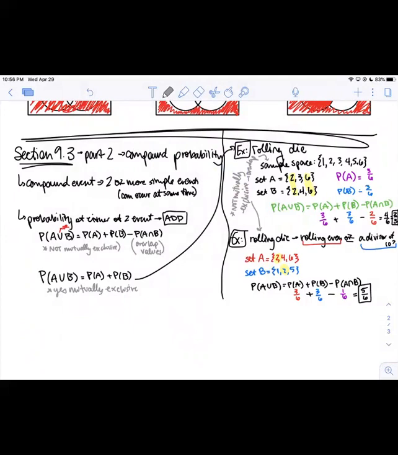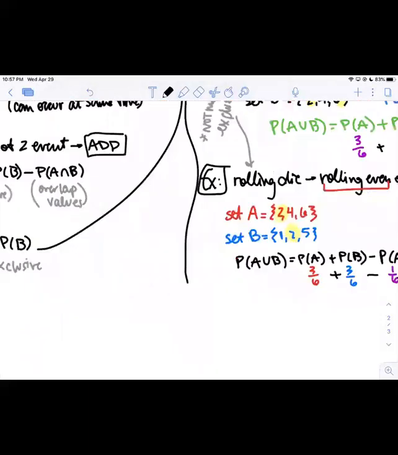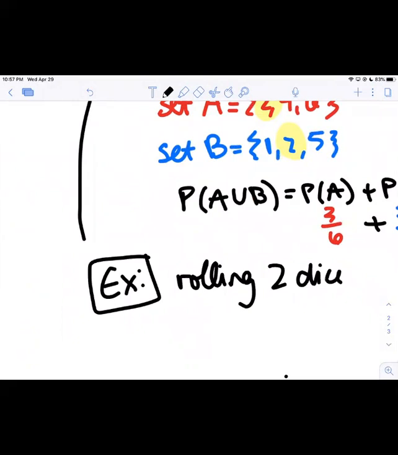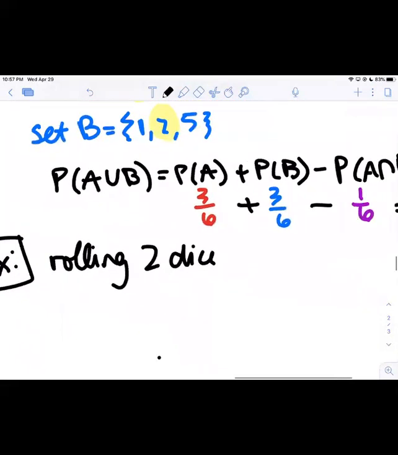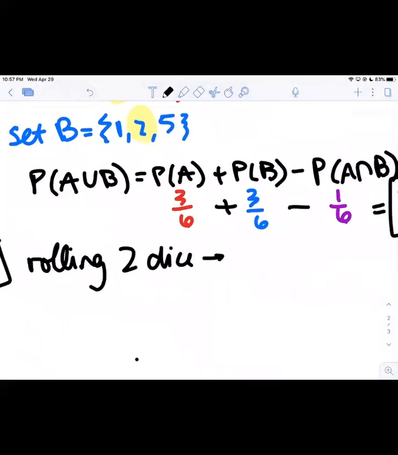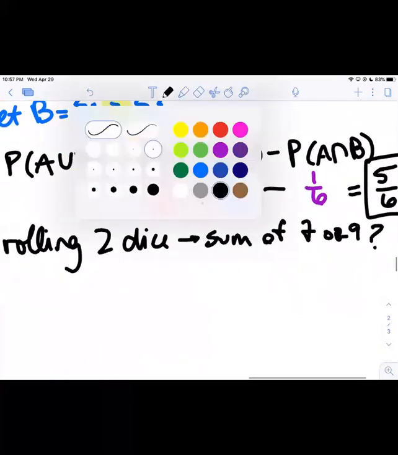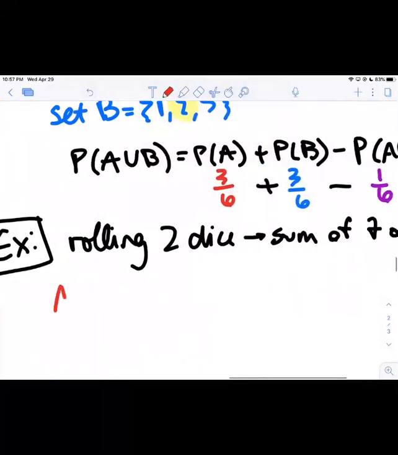Okay. All right, and then one more example of these before we do a couple more things. Here we go, an example of, let's say this time we're rolling 2 dice. Roll 2 dice. And we want to find the probability of rolling a sum of 7 or 9. What's the probability if I roll 2 dice that I'm going to get a 7 or 9? Okay. This time we're going to call A rolling a 7.